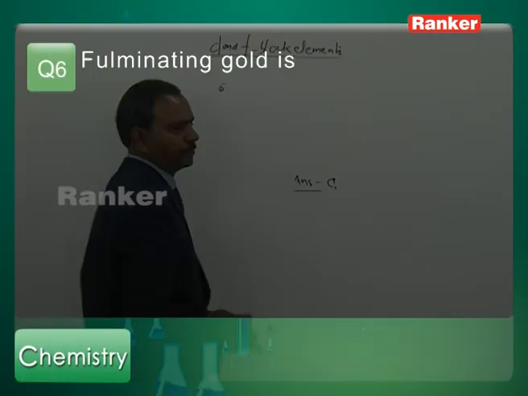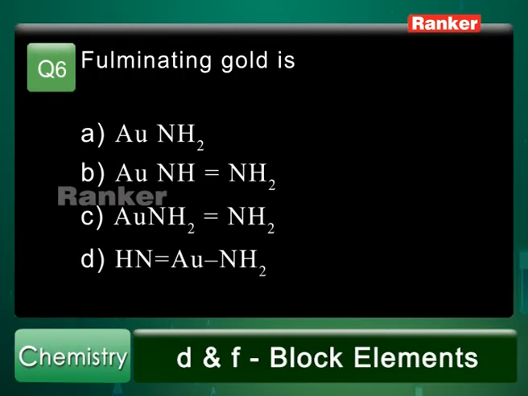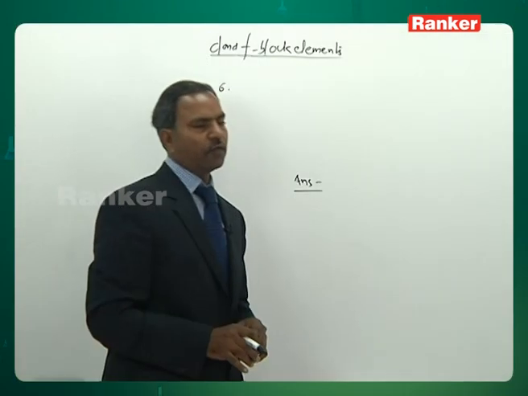Coming to the sixth question, fulminating gold. Some of the chemical formulas you have to remember, as such questions also appear in entrance exams. Fulminating gold: option A is AuNH2, option B is AuNH=NH2, option C is AuNH2=NH2, and option D is Au=NH-NH2. Among all these, what is fulminating gold?